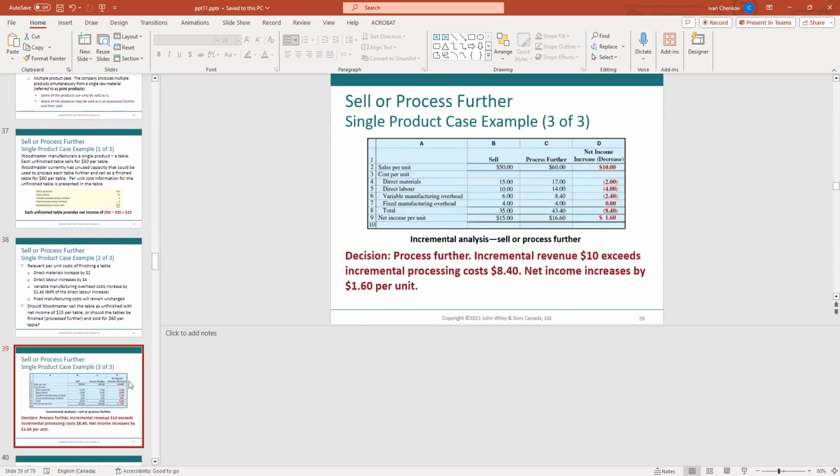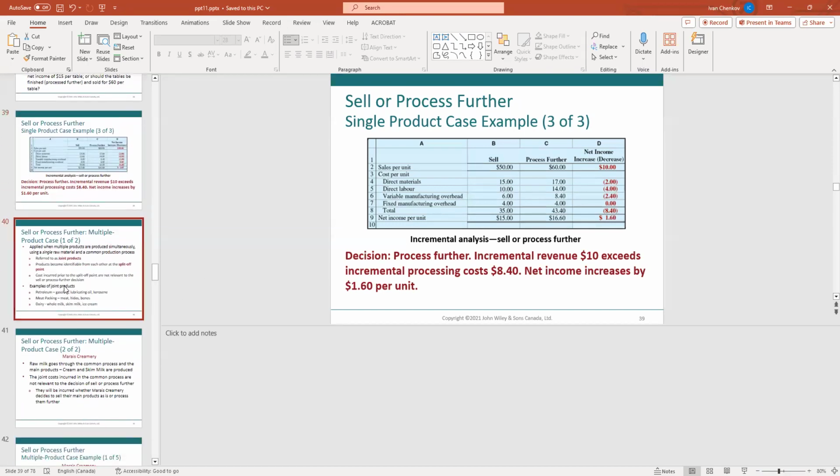$1.60, just take it. So again, if we have to do this calculation, show it in an Excel spreadsheet. The additional increase in revenue will be $10. Direct material is going to jump by $2, direct labor $4, variable manufacturing overhead $2.40. In total, $8.40. Additional profit that we generate is $1.60 per table.